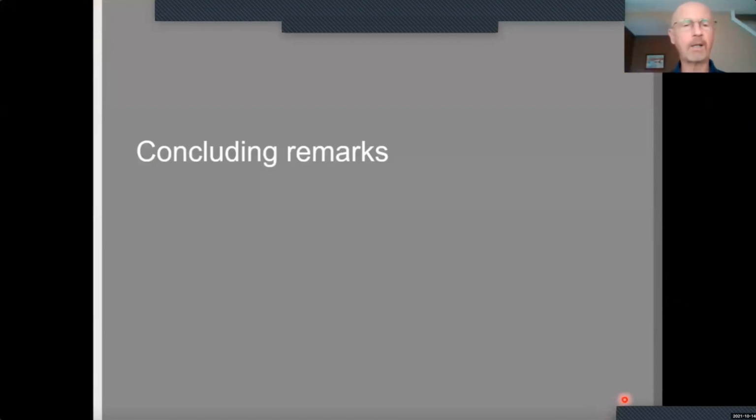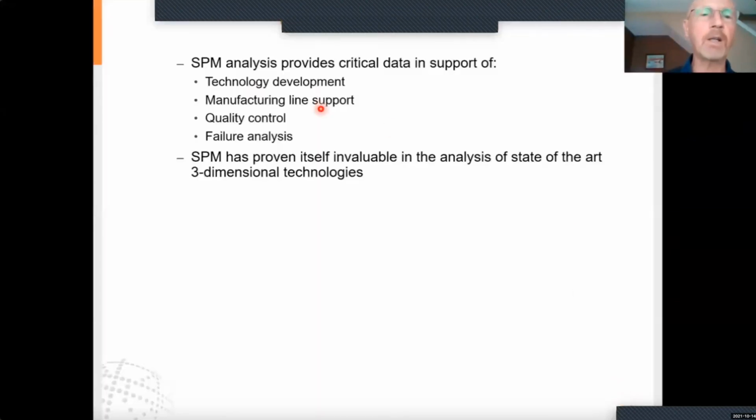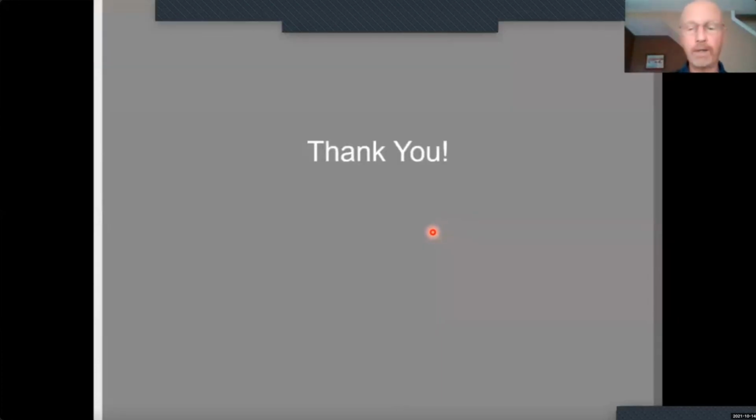So with that, I just want to go to some concluding remarks. I want to say that scanning probe microscopy analysis has provided critical data in support of the technology, right from the beginning of the technology, its early development stages, all the way through to failure analysis. And it has also proven itself invaluable in the analysis of state-of-the-art three-dimensional technologies. With that, I'll conclude, and I thank you for your attention.